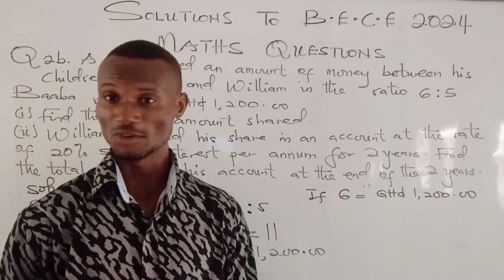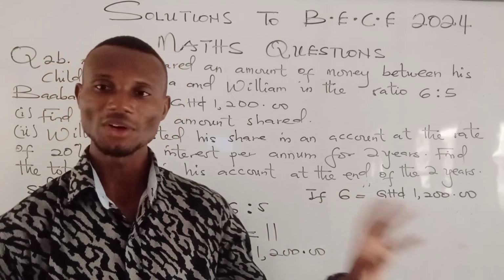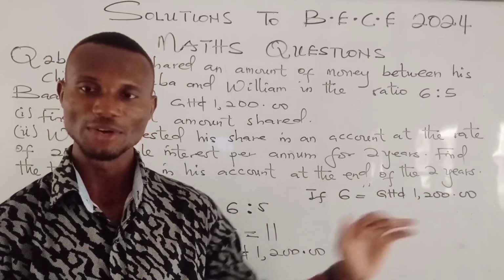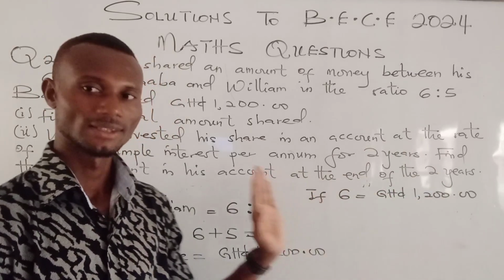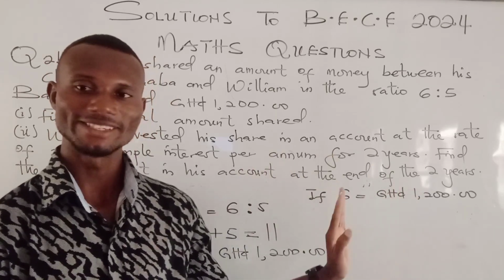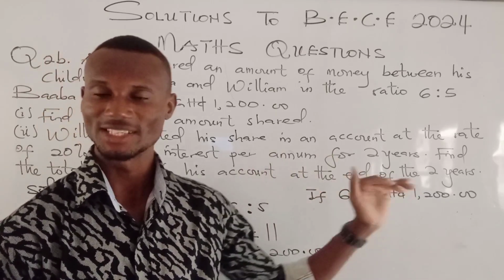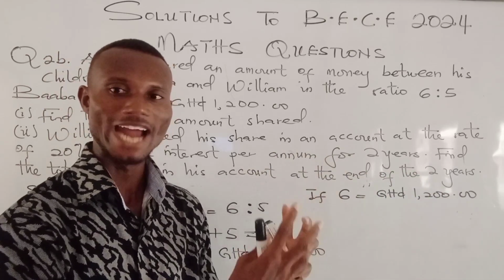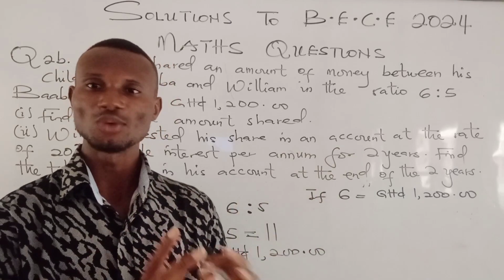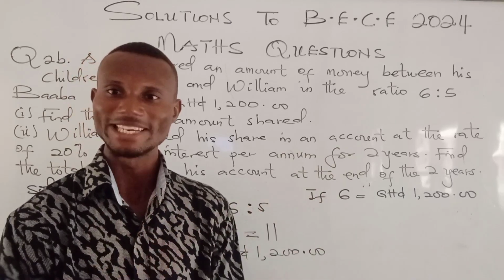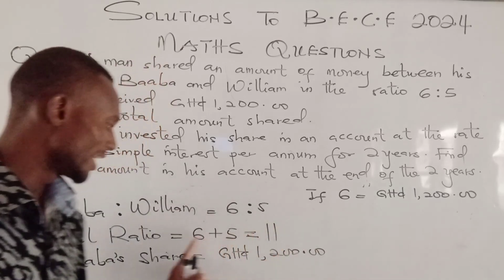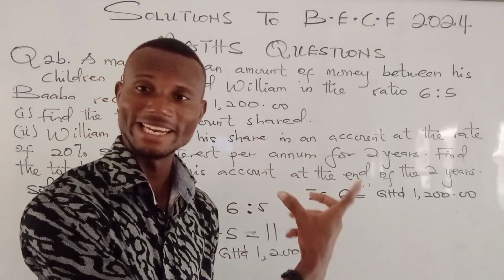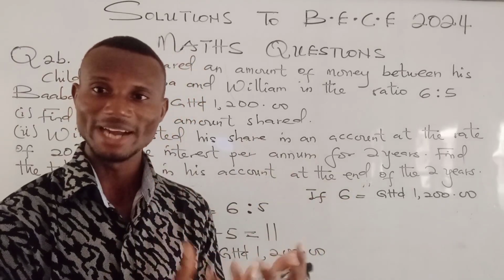Now, you don't have to get confused, because the ratio in which we share the money between the two brothers, Baba and William, is 6:5, where the 6 represents Baba and 5 represents William. Now when we add the 6 and the 5, it gives the total ratio, and the total ratio represents the entire money that was shared. That's why we did 6 plus 5 equals 11, which represents the total ratio. So that 11 represents the entire money that they shared.